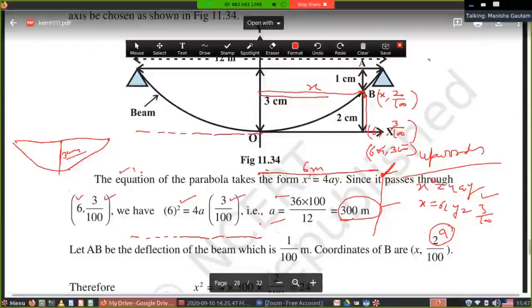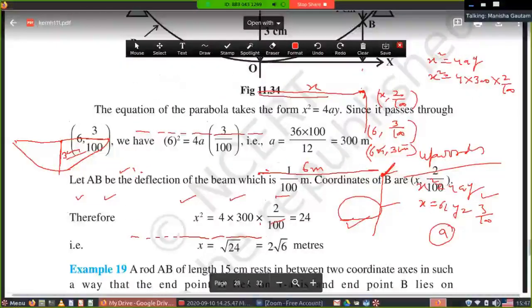Now x square is equal to 4ay is the equation of the parabola. We got the value of a, x is as it is, 4 as it is. The value of a we have calculated, that is 300. And what is y? y is 2 upon 100. I think we can solve it. After solving, you are getting x square is equal to 24, so x is root 24. Now root 24 can be written as 2 root 6. This is the value of x. Corresponding to 1 meter deflection, we are getting the value of x equal to 2 root 6 meters.